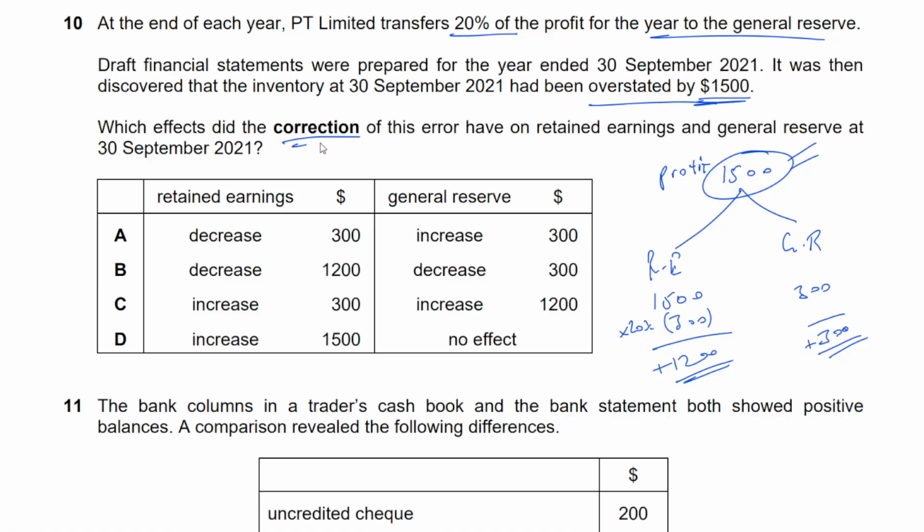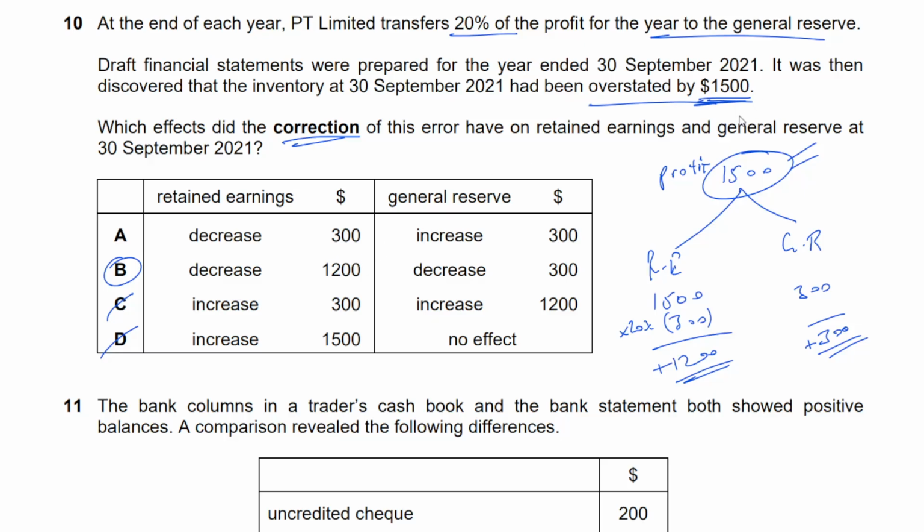Now when we're trying to fix it, what are we going to do? We'll decrease retained earnings by 1,200, and we'll decrease the general reserve by 300. If you look at the other options, some of them don't make sense. Increases don't make sense at all. Why would you increase your retained earnings even further? We have to reduce the amount because our profit is overstated, so we have to remove that. And we'll not just decrease it by 300.